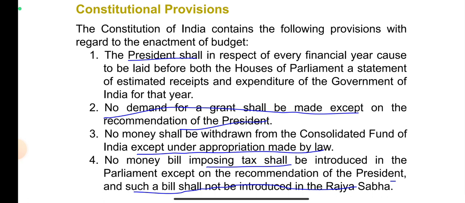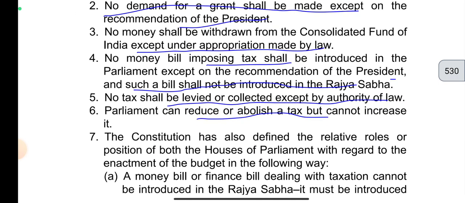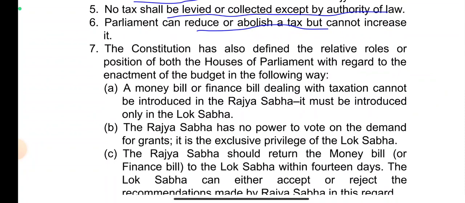No money bill imposing tax shall be introduced in the Parliament except on the recommendation of the President, and such a bill shall not be introduced in the Rajya Sabha. No tax shall be levied or collected except by authority of law. Parliament can reduce or abolish a tax but cannot increase it. The Constitution has also defined the relative roles or position of both the Houses of Parliament with regard to the enactment of the budget in the following way.